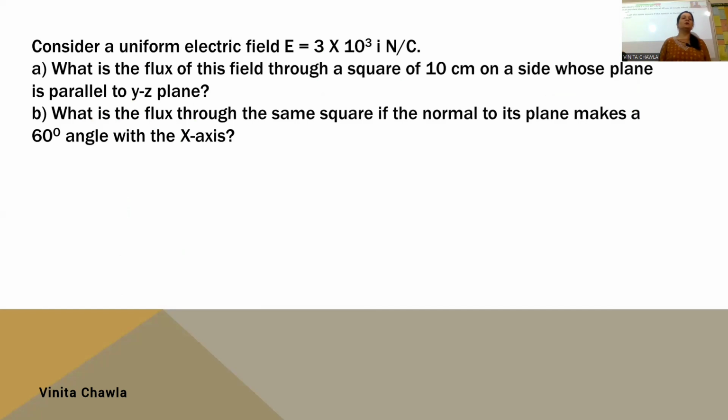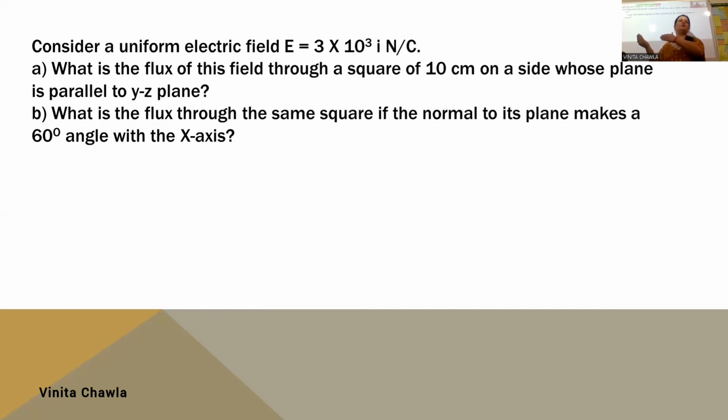Next, we have a question. Consider a uniform electric field E equal to 3 into 10 raised to the power 3 i cap newton per coulomb. What is the direction of electric field? X direction, because with vector E we have the unit vector i cap.